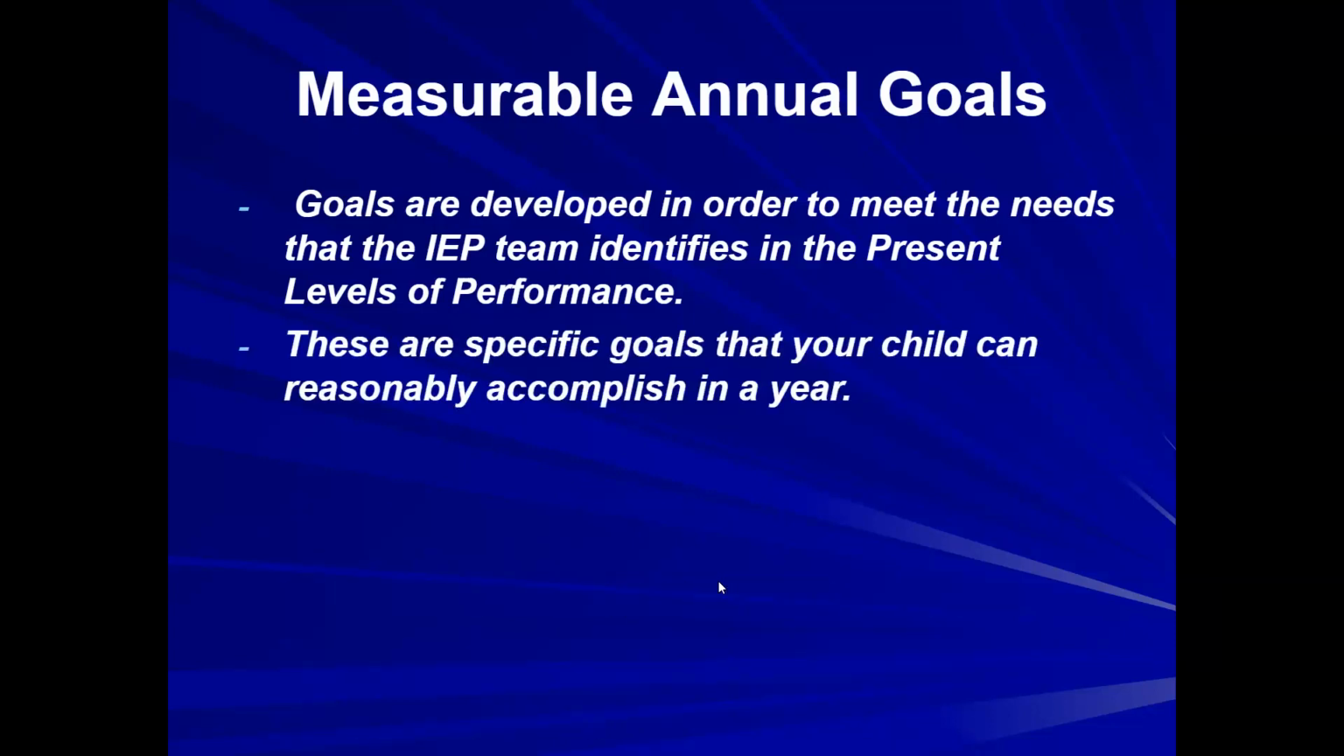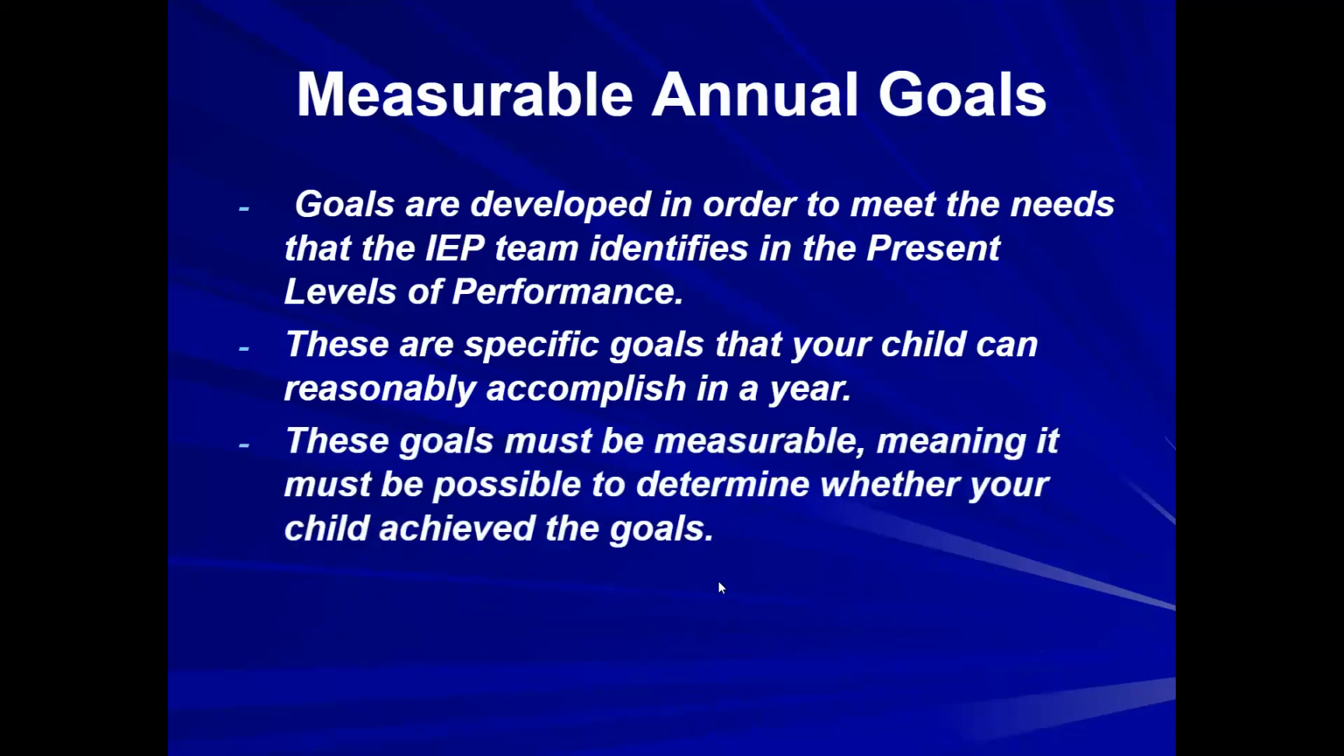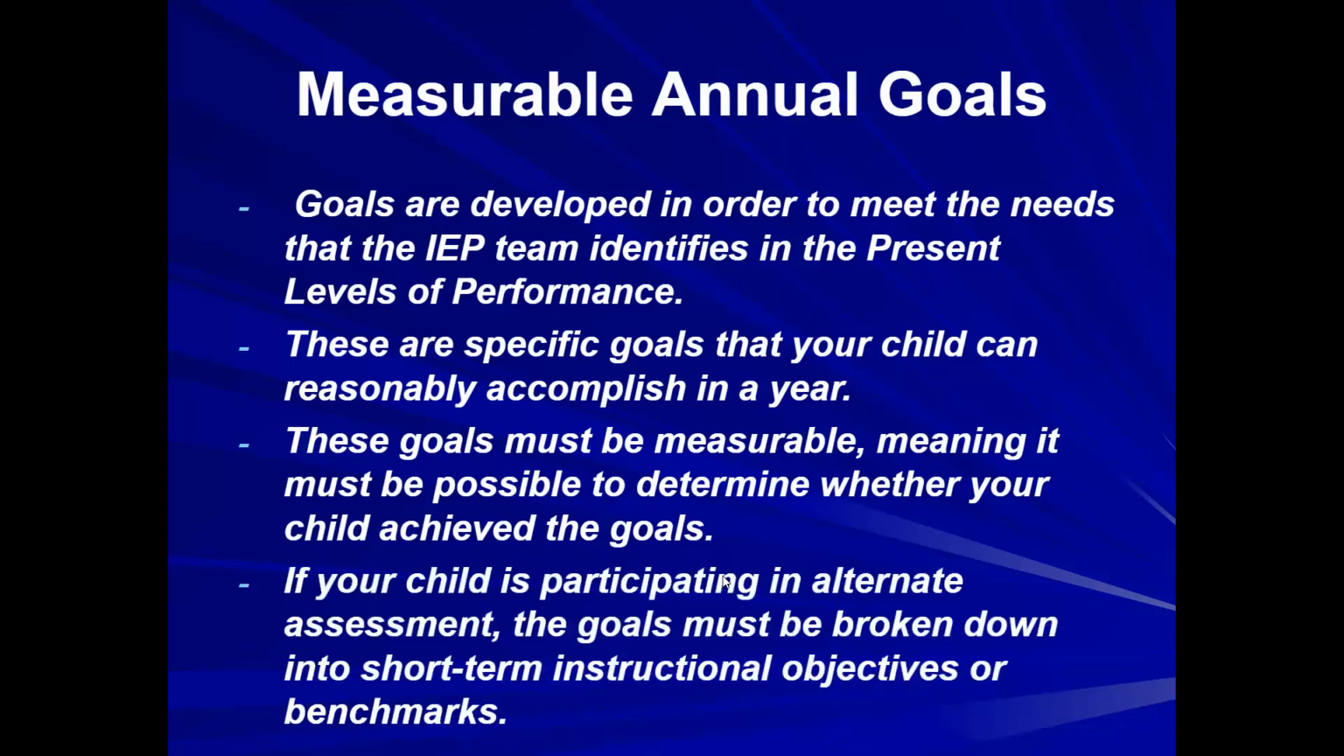These goals should be reasonable to accomplish within a year. These goals must be measurable, meaning it must be possible to determine whether your child achieved these goals. If your child is participating in alternate assessment, the goals are usually broken down into short-term objectives or benchmarks as well. And this is the same for program services as well, but I'm just going through it a little bit with related services.